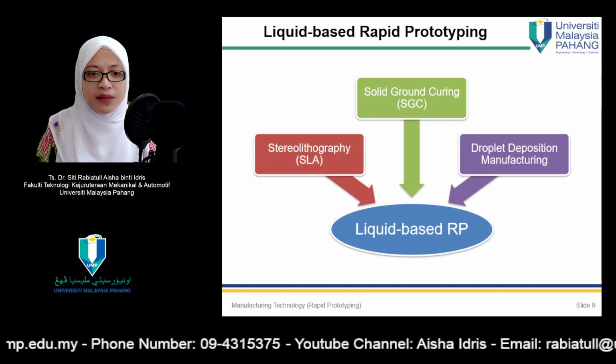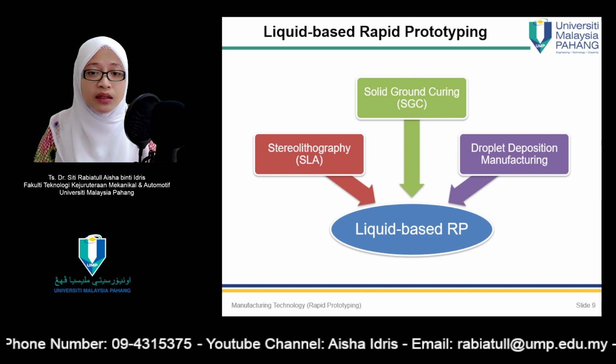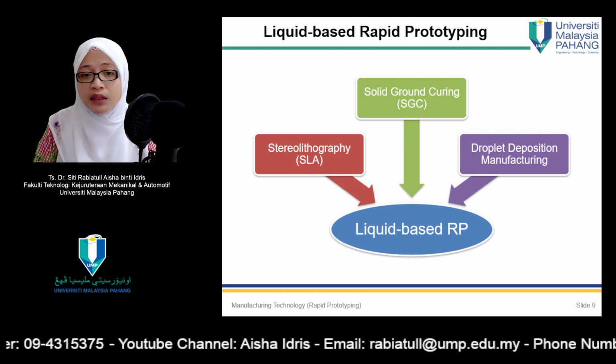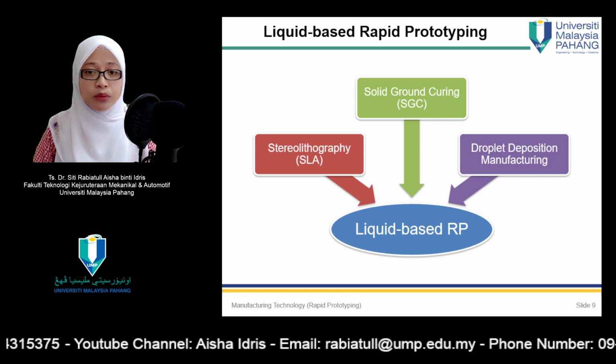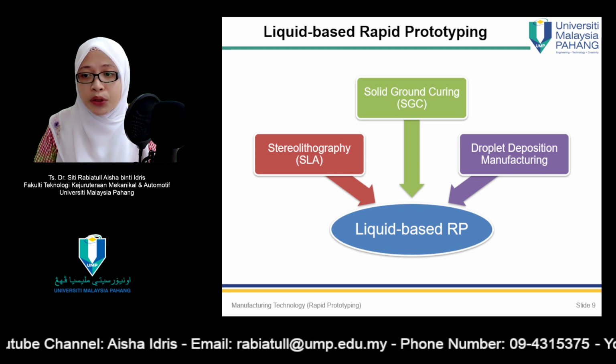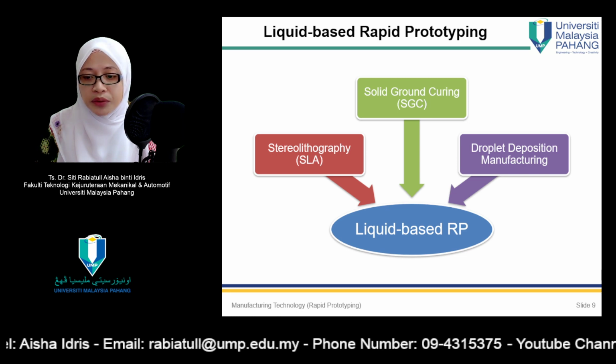So the starting material in this technology is liquid. About a dozen RP technologies are in these categories, of which we have selected the following to describe. Number one is stereolithography. Number two, solid ground curing. And number three, droplet deposition manufacturing.